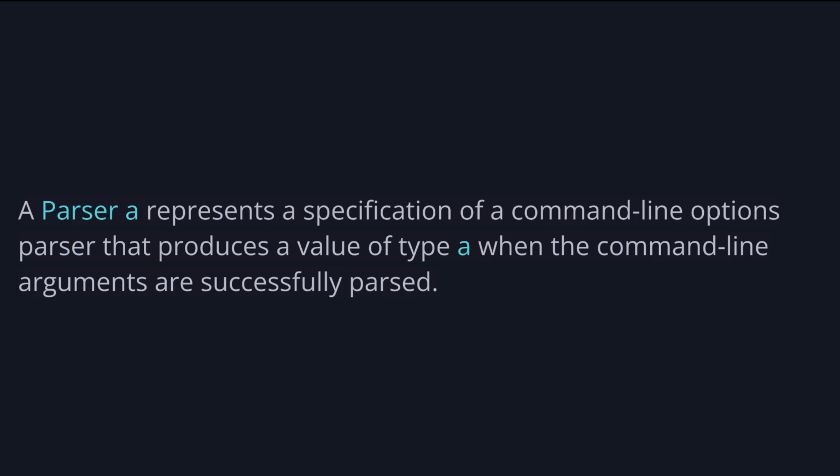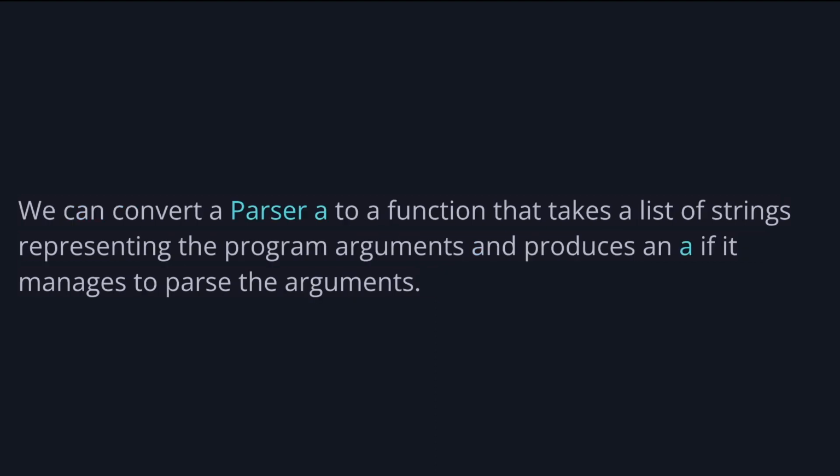A Parser A represents a specification of a command line option parser that produces a value of type A when the command line arguments are successfully parsed. This is similar to how IO of A represents a description of a program that can produce a value of type A. The main difference between these 2 types is that while we cannot convert from IO of A to an A, and we just chain IO operations and have the Haskell runtime execute them, we can convert a Parser A to a function that takes a list of strings representing the program arguments and produces an A if it manages to parse the arguments.